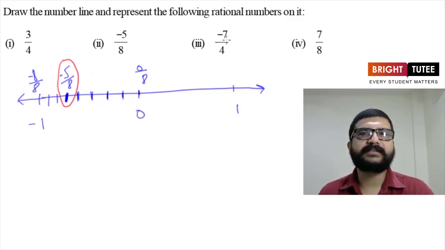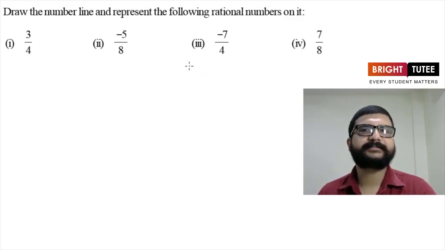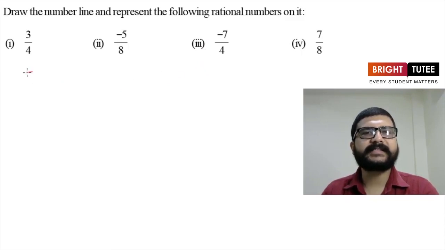Now the next number is minus 7 upon 4. Now how to plot this number? Let's check it. So the number is minus 7 upon 4. So it is a negative rational number, so it will lie on the left side of the 0. And now between which two integers it is lying? First of all, let us see 7 upon 4. 7 upon 4 will lie between which two integers?